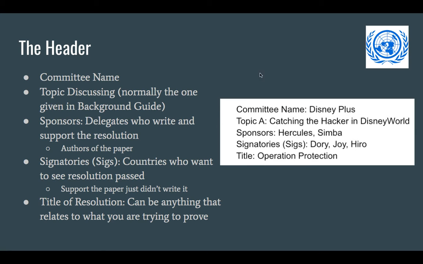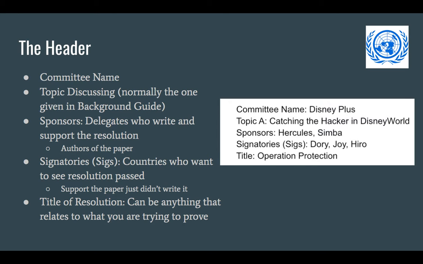So here's an example of a Disney Plus committee, and it has been adapted. It was from the Carl Sandburg Malady United Nations committee. And though it was a crisis, this was adapted to fit a resolution for what you'd see in a GA. So the committee name was the Disney Plus committee. Your topic A, catching the hacker in Disney World. That was word for word the topic that was in the background guide. The sponsors were Hercules and Simba, the two people that wrote it. The signatories were Dory, Joy, and Hero, and the title was Operation Protection.